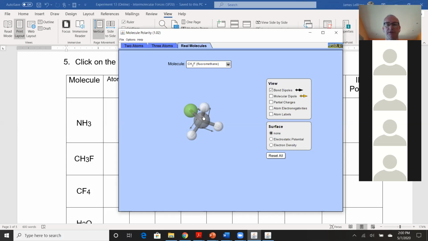Let's look at the partial charges. Here we go. Maybe you see it this way. Now we see that the carbon has a slightly negative charge, which is strange, right? You wouldn't expect that. Why does it have a slightly negative charge here? What do you think is responsible for that?